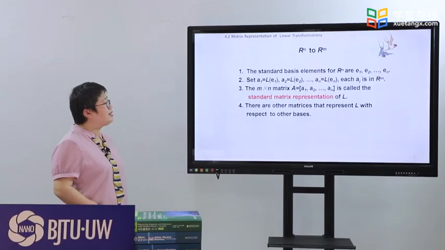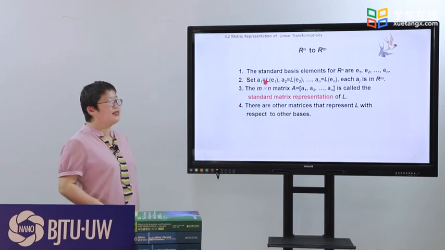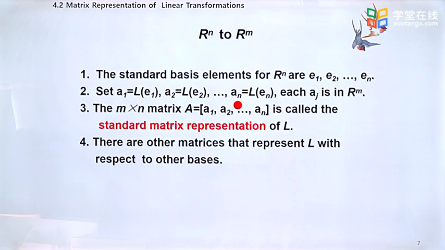The standard basis elements for Rn are e1, e2 till en, and we set the column vectors a1, a2 till an to be L(e1), L(e2), and L(en). The matrix A is called the standard matrix representation of L because we use a standard basis. There are other matrices that represent L with respect to other bases. If you use other bases, then the matrix representing L will be another matrix.